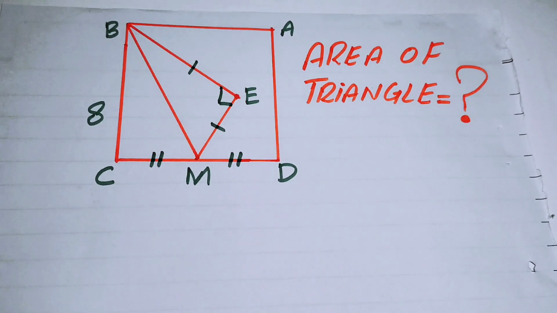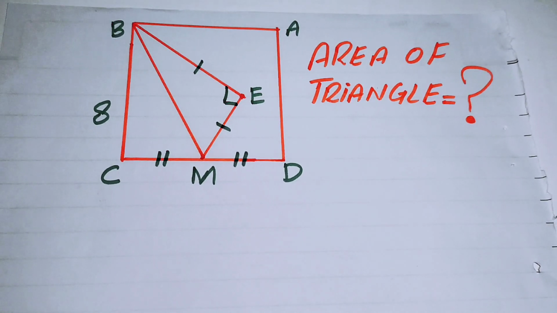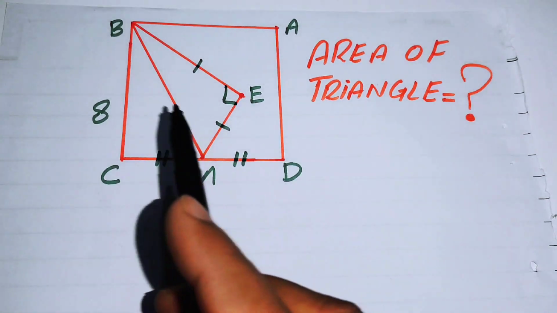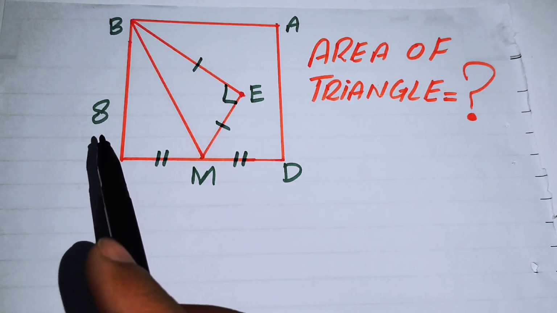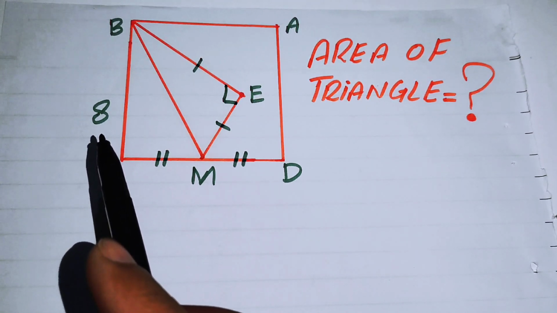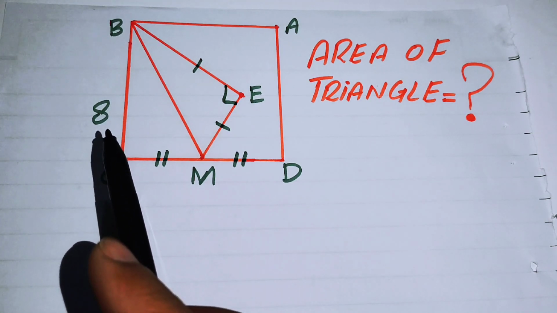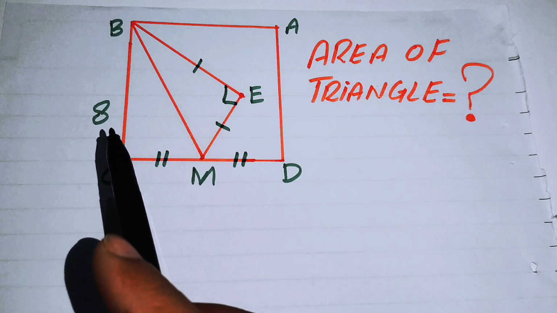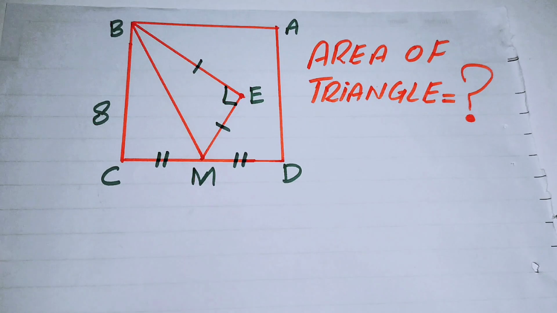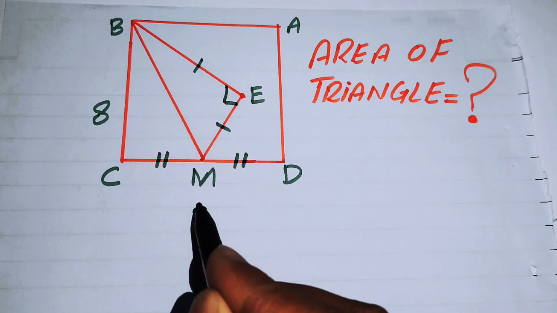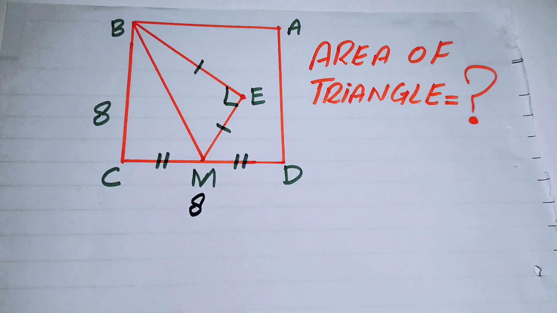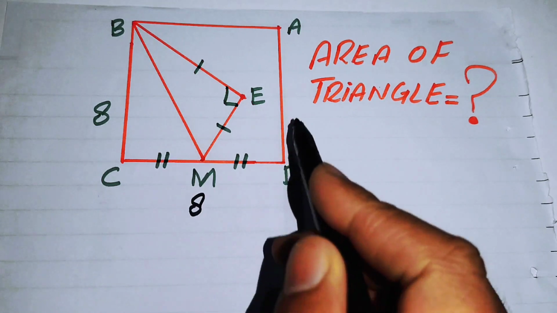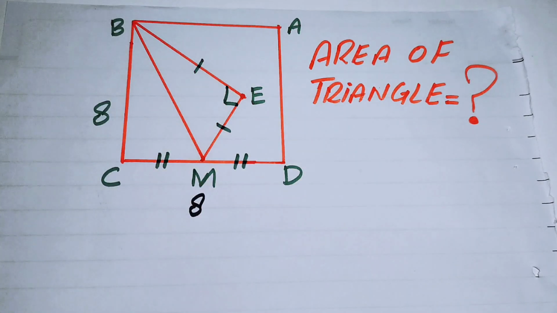So here some information we are given is that because this is the square, the side length of the square is 8. I think you already know about the square, because all the sides of the square are equal. So if one side has length 8, it means that all the other sides have length 8. So this length is 8 and AD length is 8, and similarly AB length is also 8.